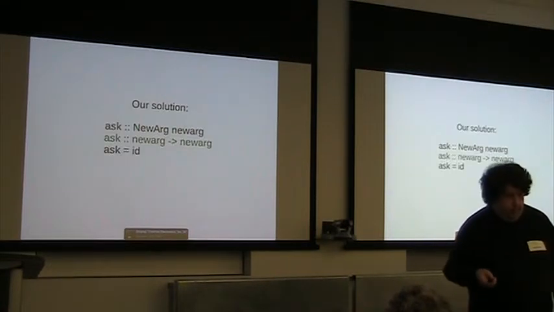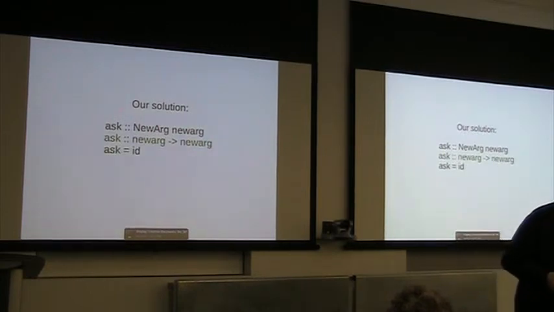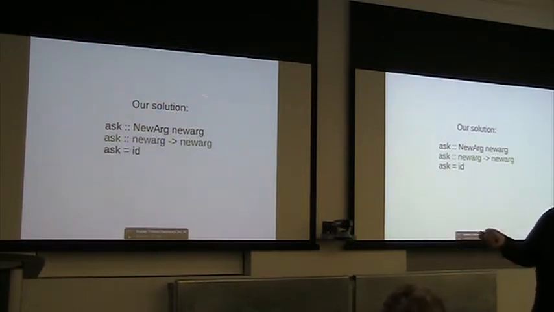So the solution is we just define a new function called ask. And yes, I'm palming that card as well. Ask is just of type new arg, uppercase, to new arg, lowercase. Implementing this is really trivial. Once we unpack that, new arg A is just A to new arg to A. So ask is just new arg to new arg, which is the identity function. So we could just literally go ask equals id. It literally is that trivial.